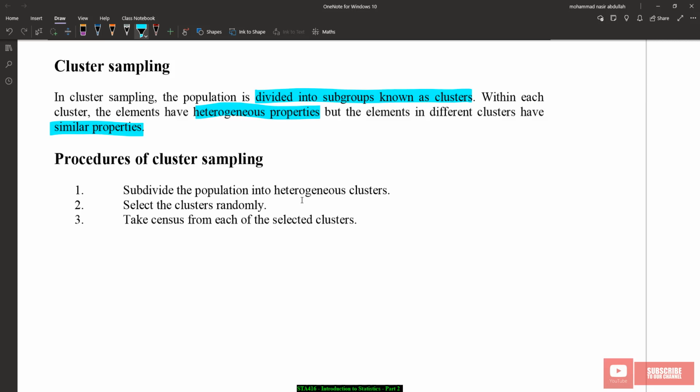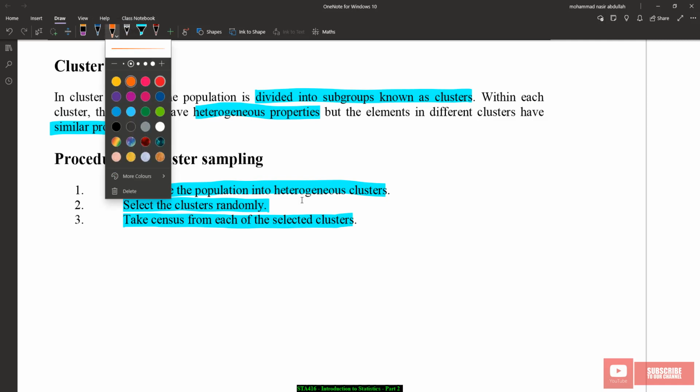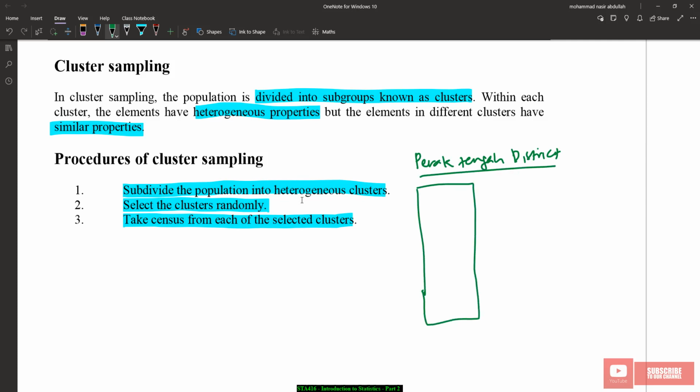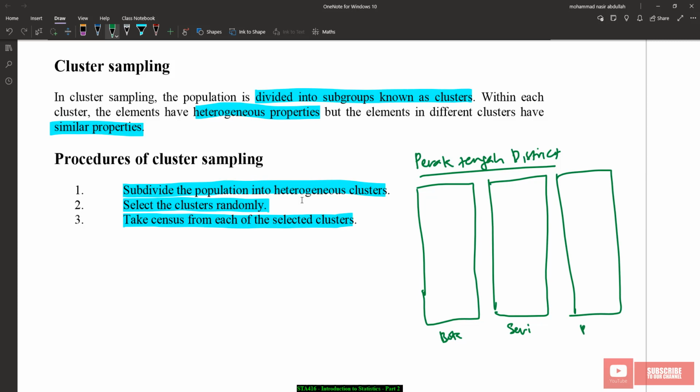Now, the procedure of selecting cluster sampling. First, we need to subdivide the population into clusters, and then select the clusters randomly. Take a census from each selected cluster. For example, let me show. Which color do you want me to use? Green. So let's say Perak Tengah District. In Perak Tengah District, I divide into clusters. For example, the first cluster is Bota, the second cluster is Seri Iskandar, the third cluster is Belanja, right? And so on. I say I divide into 3 clusters.